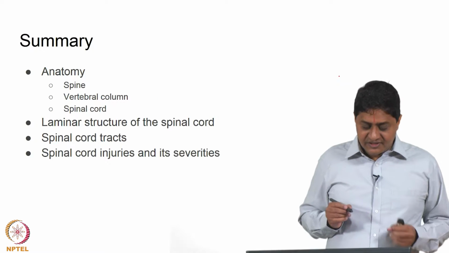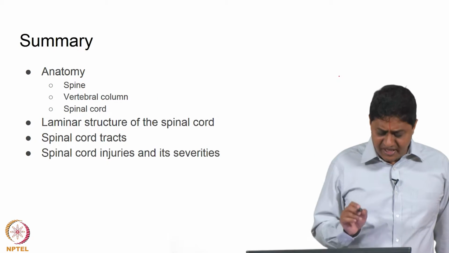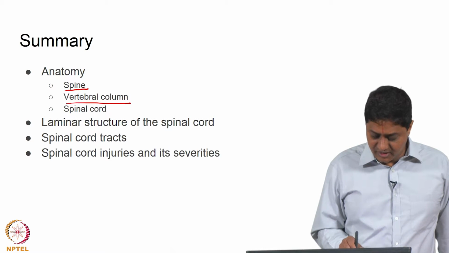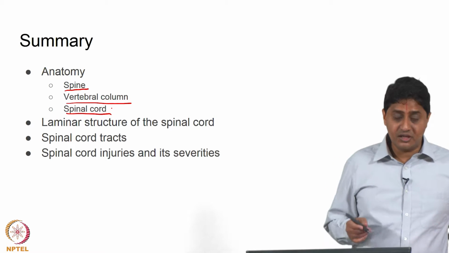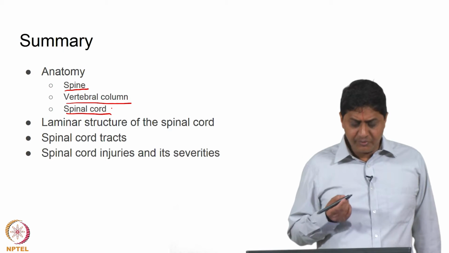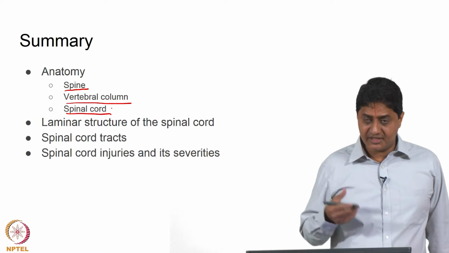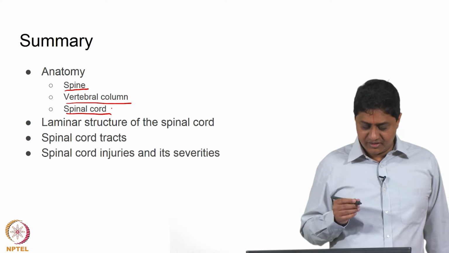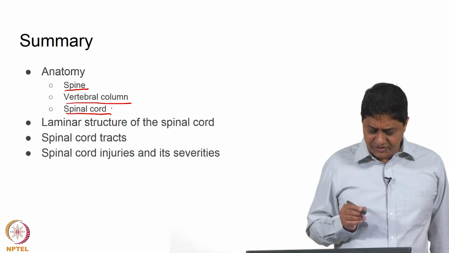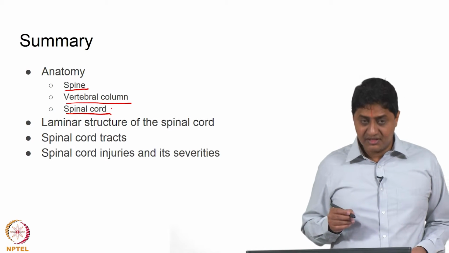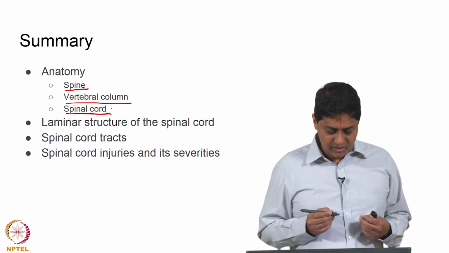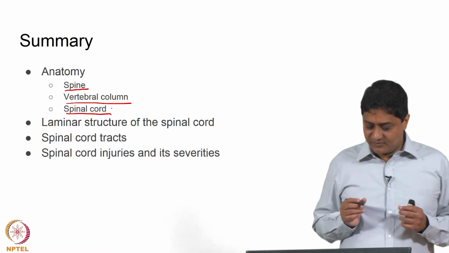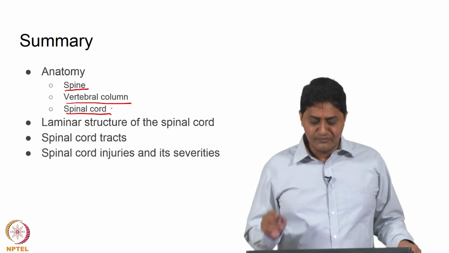So, in summary, what we have seen is in brief a summary of spine and spinal cord and vertebral column, the difference between the spinal cord and vertebral column, important functions of the vertebral column in protecting the spinal cord, the laminar structure of the spinal cord, and what the various tracts are. At least we have introduced the ascending and descending tracts, and what could go wrong in spinal cord injuries and how severe it can be. So, with this we will stop this class on spinal cord injuries.